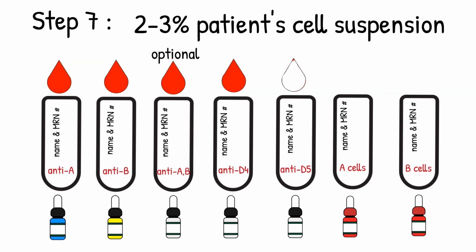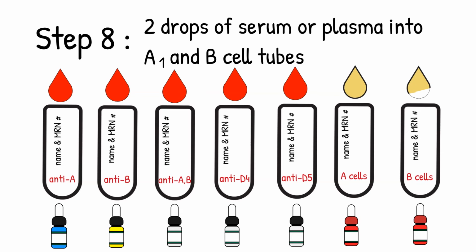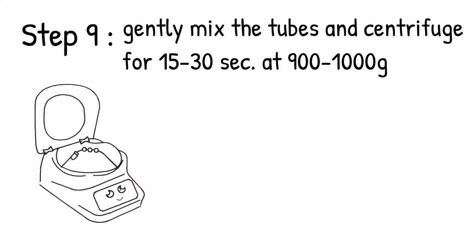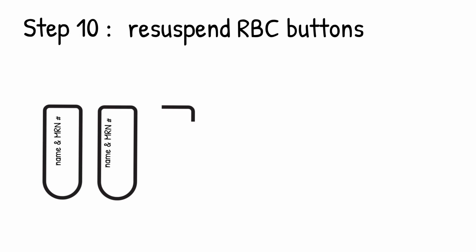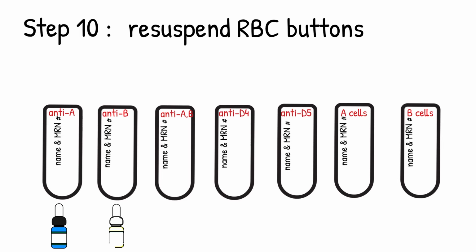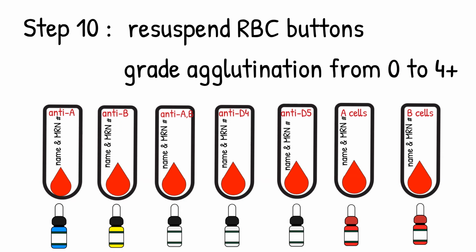Step 8. Add 2 drops of serum into tubes labeled A1 cells and B cells. Step 9. Mix the contents of the test tube gently and centrifuge the test tube for about 15 to 30 seconds. Step 10. Gently resuspend the RBC button and examine for agglutinations, grading the presence of agglutinations from 0 to 4 plus. A grading of 0 means no agglutinations present.